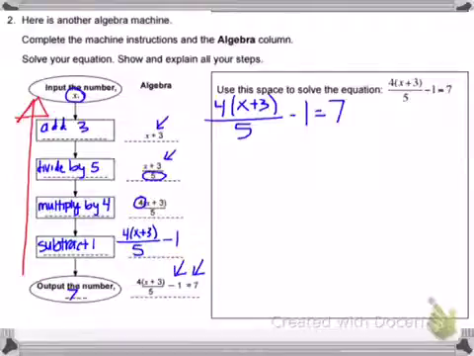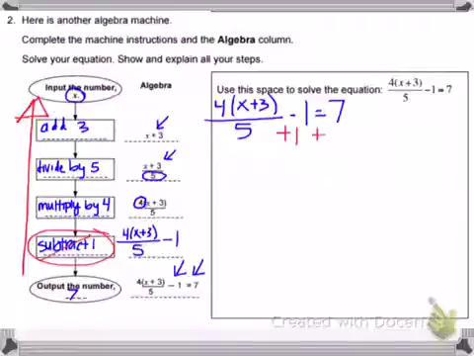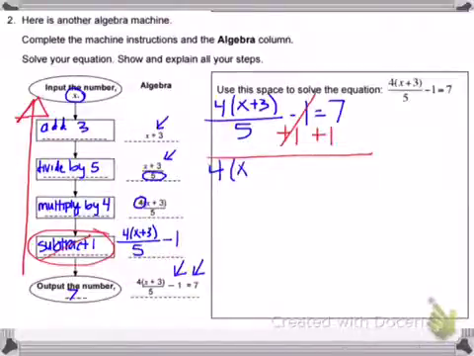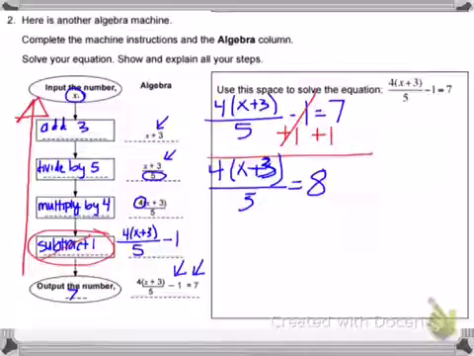Now, when I work backwards, the first step I encounter is subtract 1. Now remember, we do the inverse operation, or the opposite. So instead of subtracting 1, I'm going to add 1 to both sides of this equation. That is going to leave 4 times the quantity x plus 3, all divided by 5, equals 8.